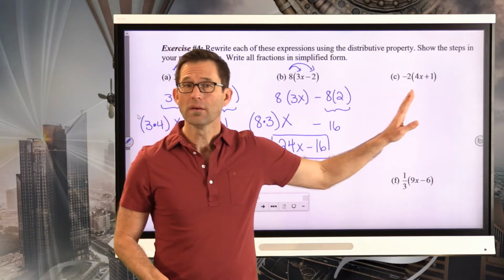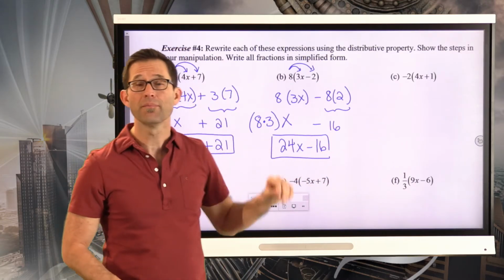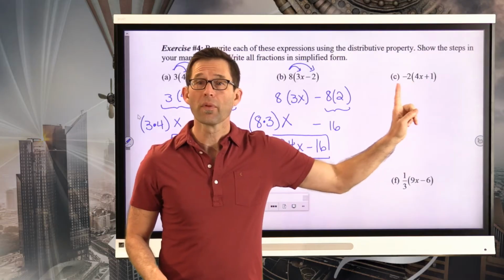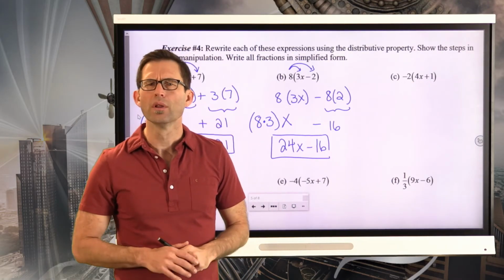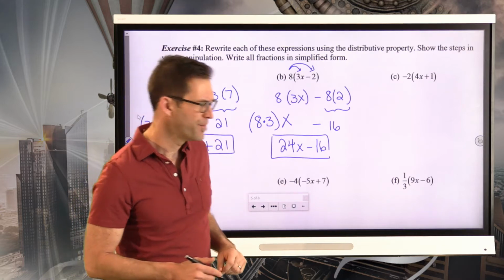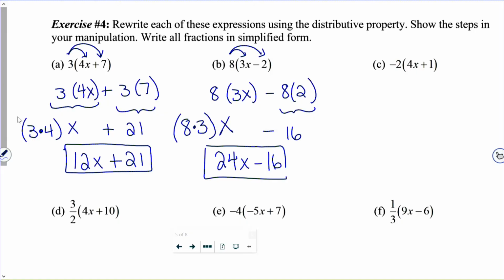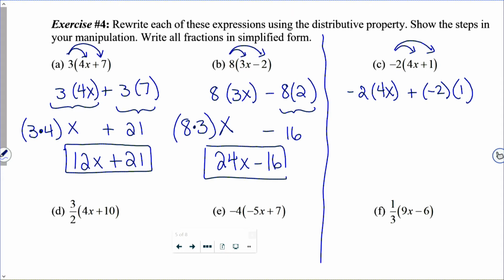Now, letter C is really no different than A and B, except that we're going to multiply through by a negative number. So let's do that one together so we can just review a little bit about negative numbers. So we've got the negative 2. And we're going to distribute that to the 4x plus 1. So we're going to have negative 2 times 4x plus negative 2 times 1.